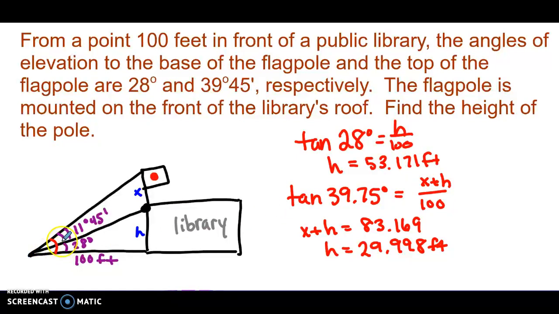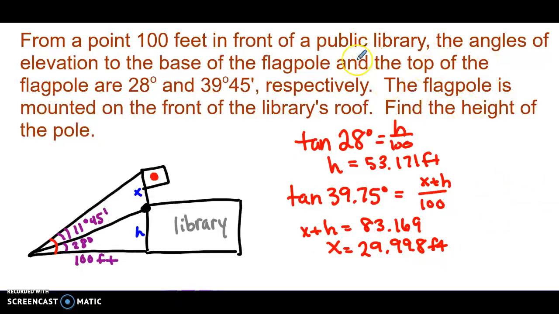Then I used the tangent of 39.75 degrees. If you're wondering where the 0.75 came from, well, 45 minutes is 0.75 of a degree. Tangent of 39.75 degrees equals x plus h over 100. If I solve for x plus h, I get 83.19169. But I can plug in a value for h, and I get that x is 29.998 feet.